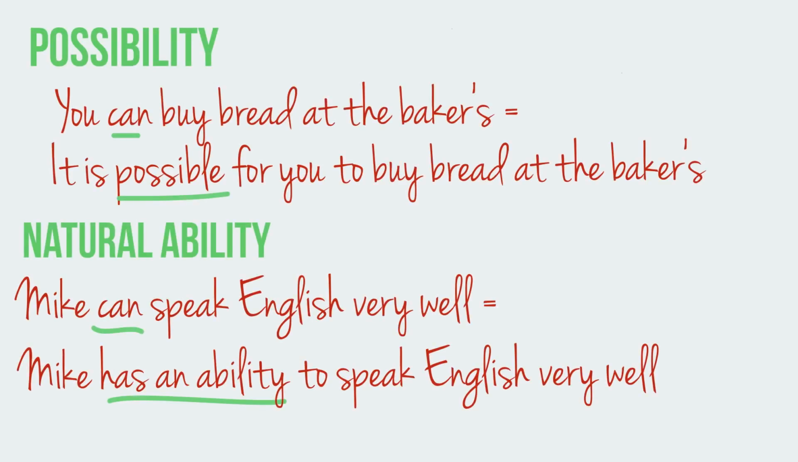So, let's paraphrase these sentences to understand what possibility is and what a natural ability is. You can buy bread at the baker's is the same as it is possible for you to buy bread at the baker's. And Mike can speak English very well is the same as Mike has an ability to speak English very well.